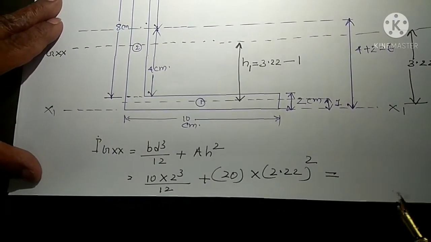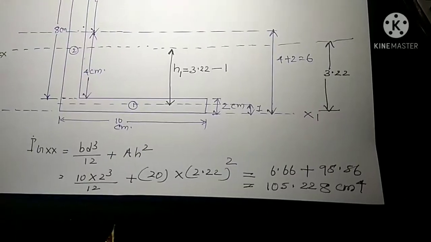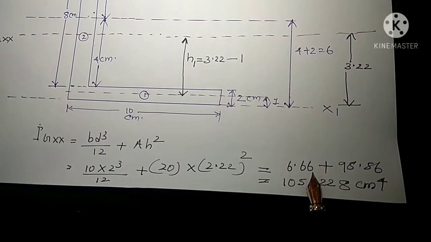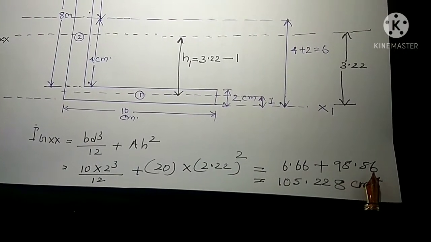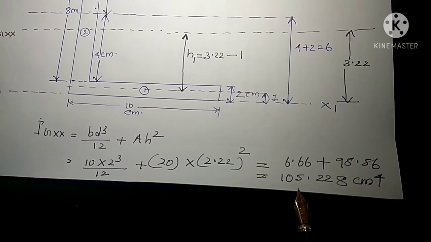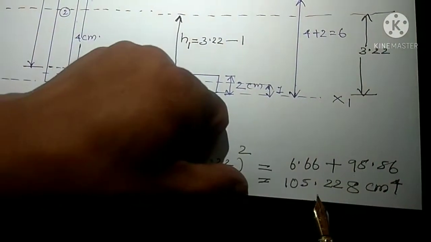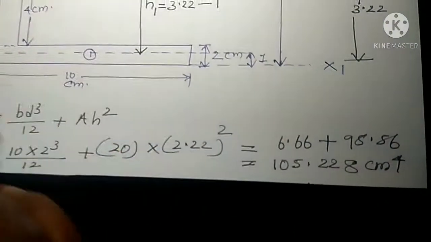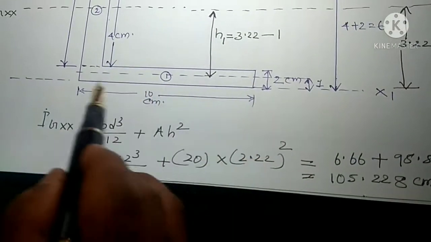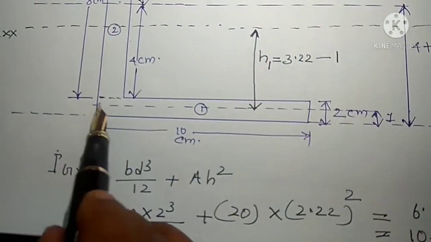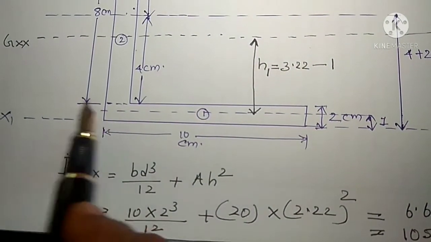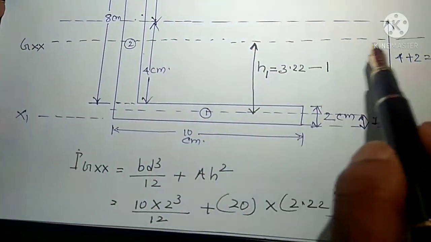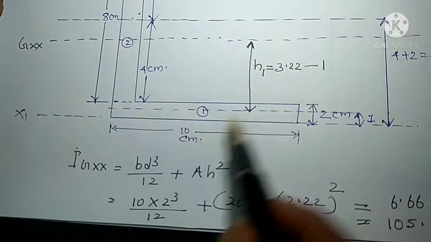Which is equal to 6.66 plus 98.86, which is equal to 105.228 centimeter raised to 4. That is the moment of inertia of the first component about the horizontal centroidal axis of the whole component.